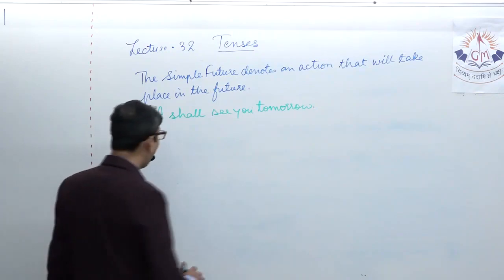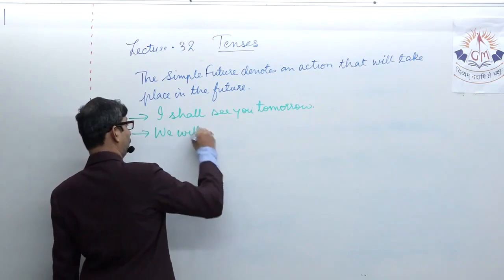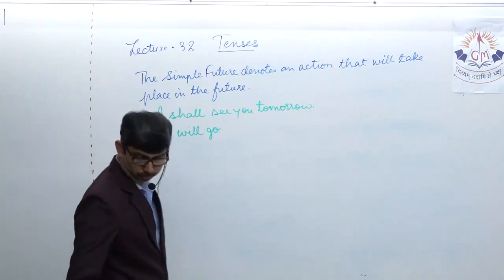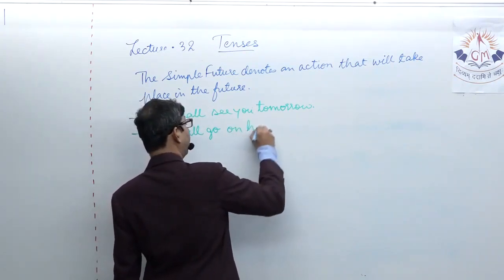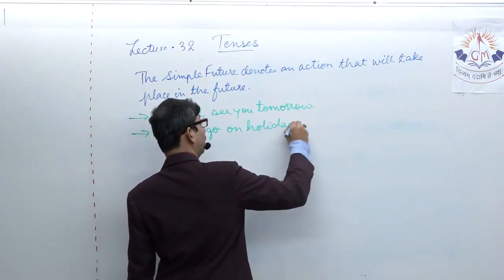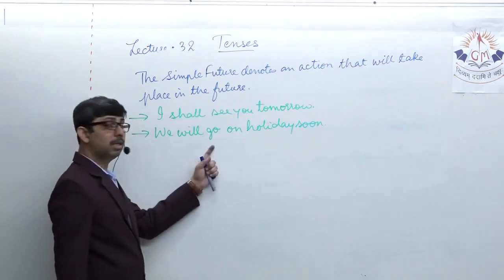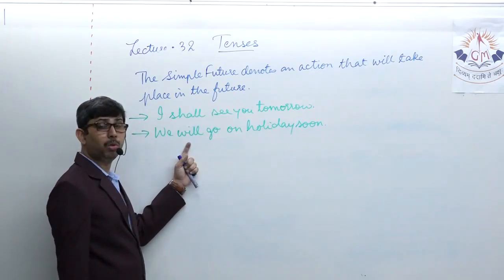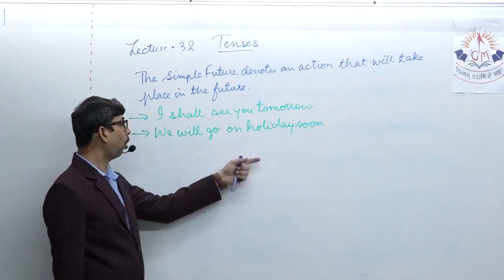We will go on holiday soon. So you see in this sentence too, the word go, which is in its base form. Just before that, preceding it, we have the auxiliary verb will. We will go on holiday soon.